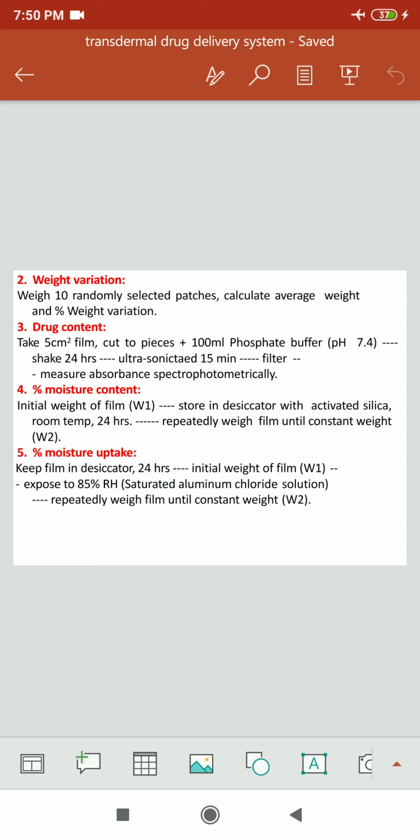moisture uptake. It means initially weigh the patch, then keep it in an aluminium chloride solution, and then after that reweigh it, W2. How much moisture is taken up by the patch is measured.